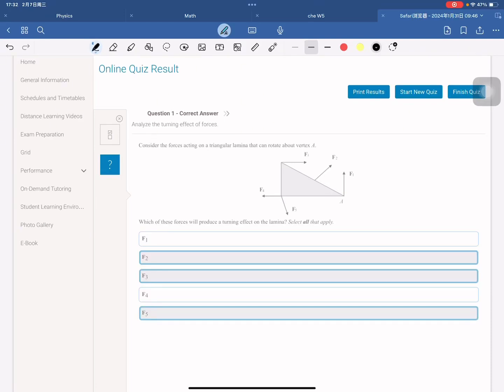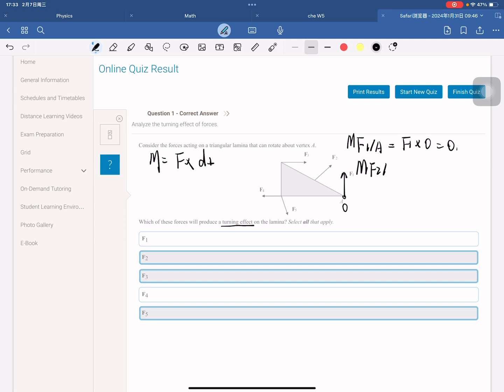Question 1. Which of the forces will produce a turning effect? As we know, the moment is equal to F times the perpendicular distance. For F1, the perpendicular distance from point A is equal to 0. So the moment of F1 on A is equal to F1 times 0, which equals 0. So this will not produce a turning effect.